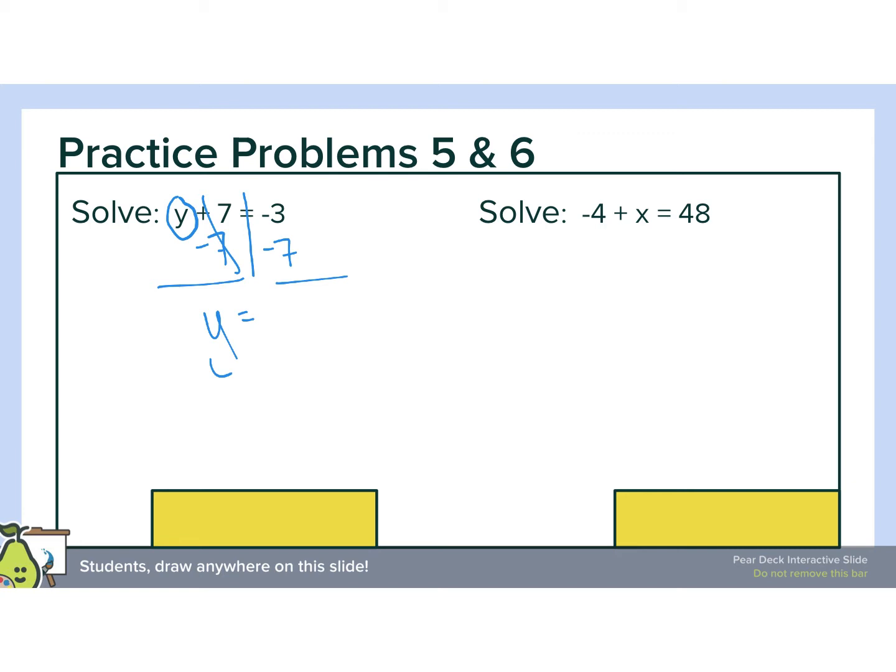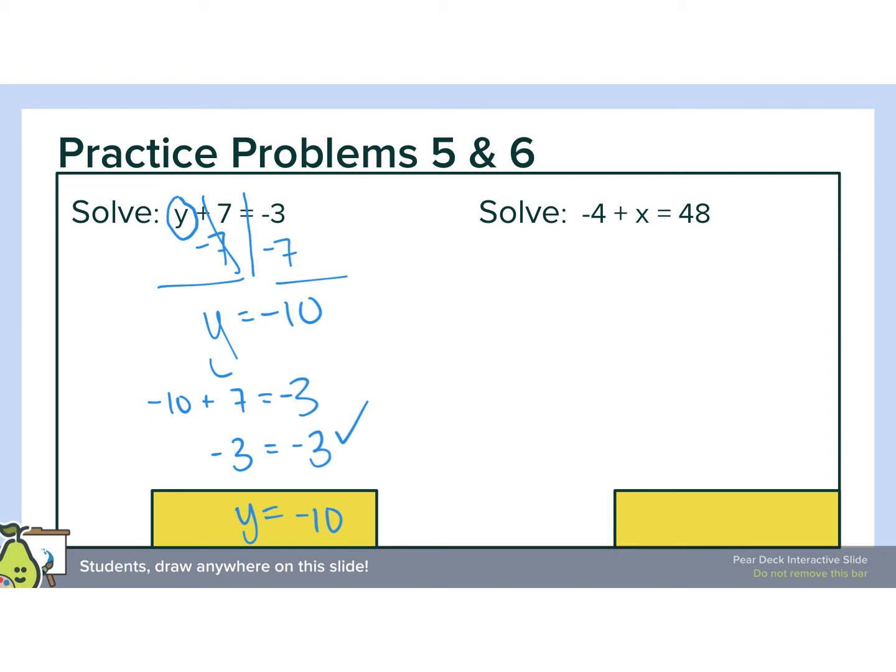Signs are the same. We add these numbers together, and we keep their sign. To check it, I plug in a negative 10. Their signs are different, so I subtract. And I keep the sign of the larger, so negative 10. I have more negatives than positives, so it checks out. Final answer, y equals negative 10.